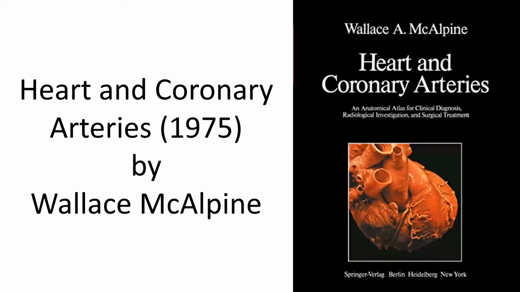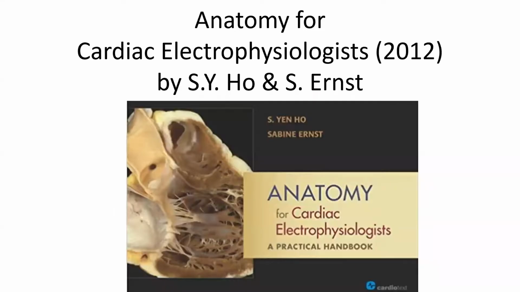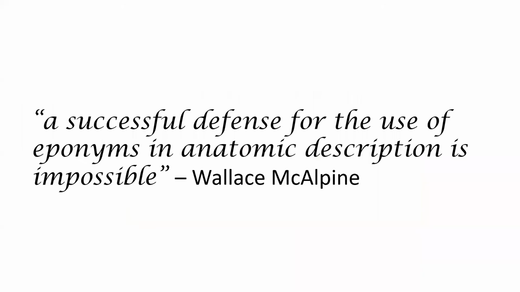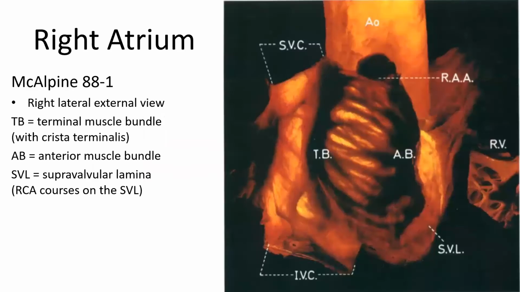Most of my slides here come from Heart and Coronary Arteries by McAlpine. I'd highly encourage everyone to look at this atlas if you've never done so. It has excellent pictures and text that go along with it. Supplementing some of the conduction material, I've included some figures from Ho and Ernst. In the opening page of the right atrial chapter, McAlpine says a successful defense for the use of eponyms in anatomic description is impossible. And so I will try to use generic names where practical here.